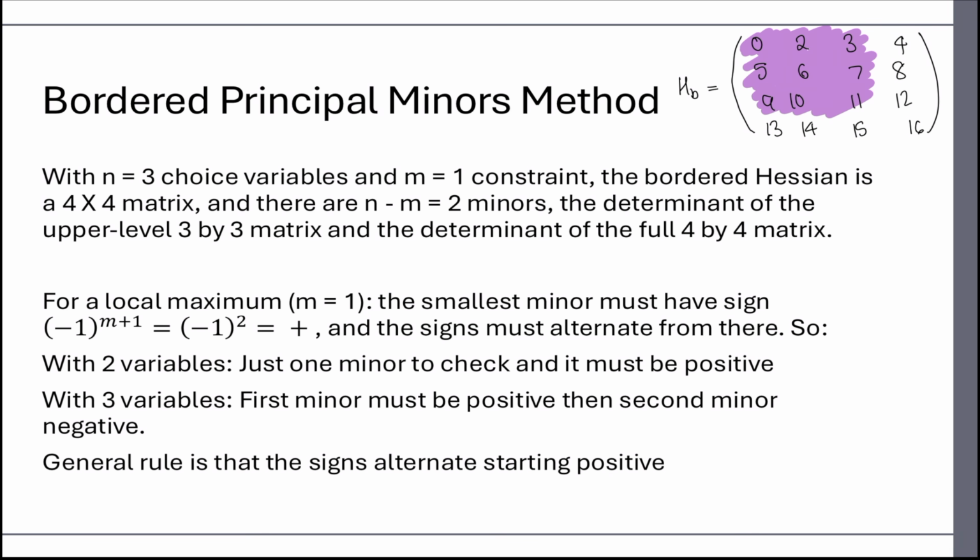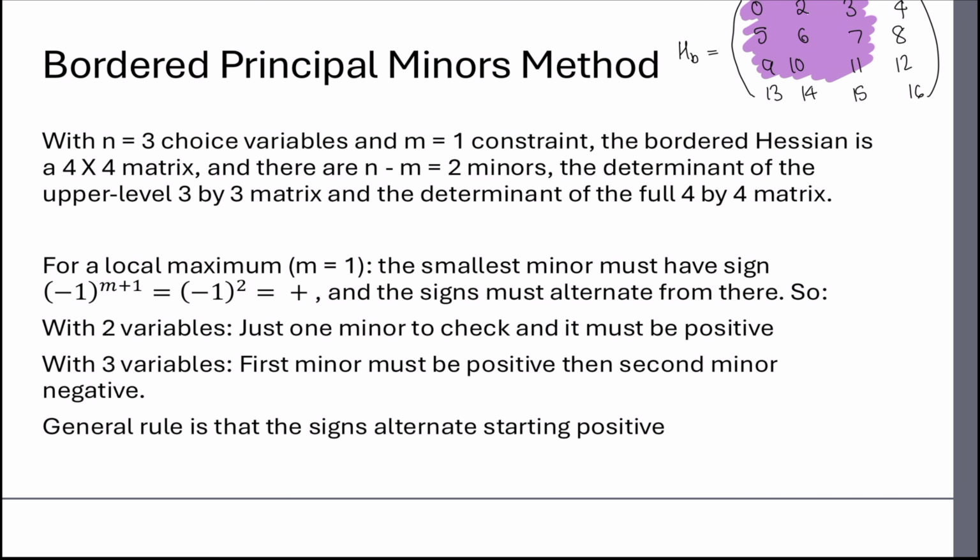Now, using these determinants, we can tell if our optima is a minimum or a maximum. So for a local maximum, when there is one constraint, the smallest minor must have sign (-1) to the power of m plus 1. For us, m is always 1, so we do (-1) squared, and (-1) squared is, of course, 1, which is positive.